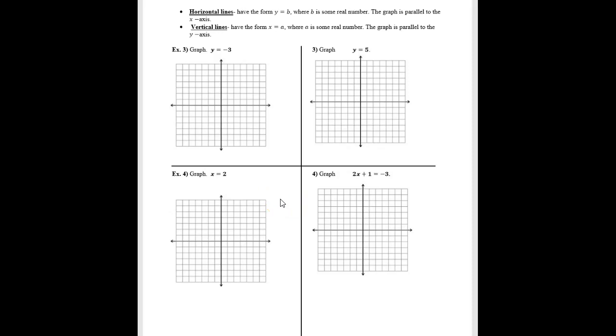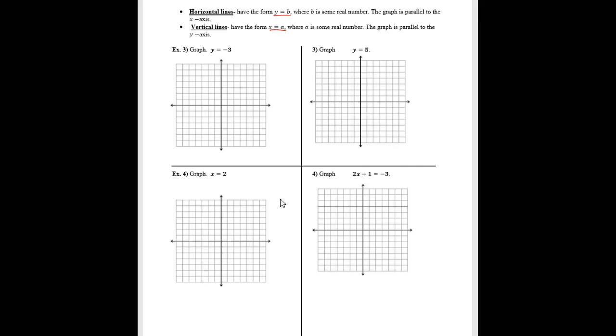In this video, we will be talking about graphing horizontal and vertical lines. Horizontal lines will be in the form of y equals some number, where b in this case is any real number. Vertical lines will be in the form x equals some number. What makes these lines special is we can identify them by noting that there's only an x or only a y. There isn't both x and y.